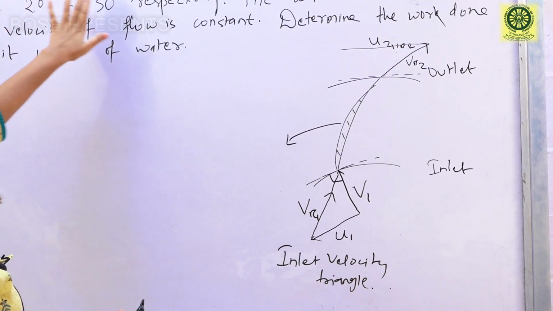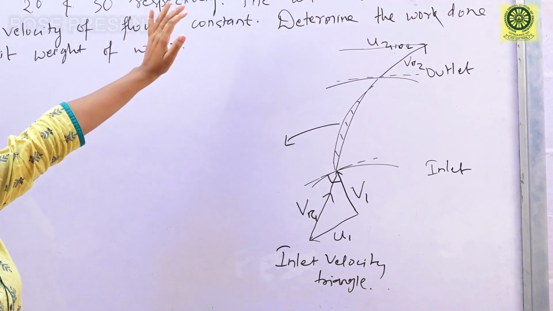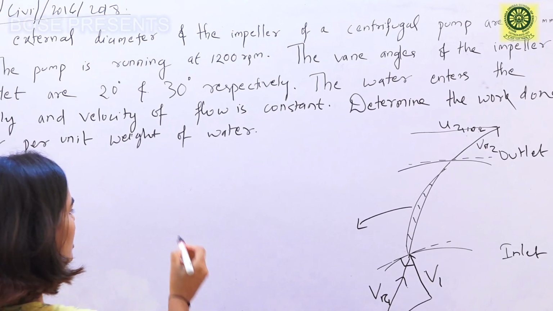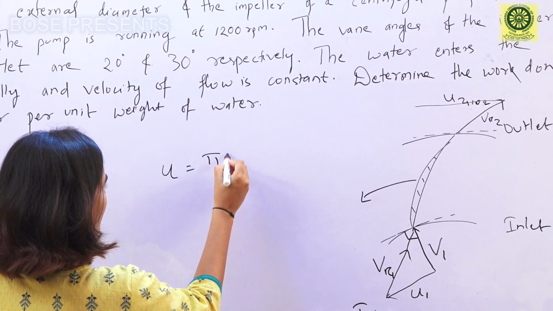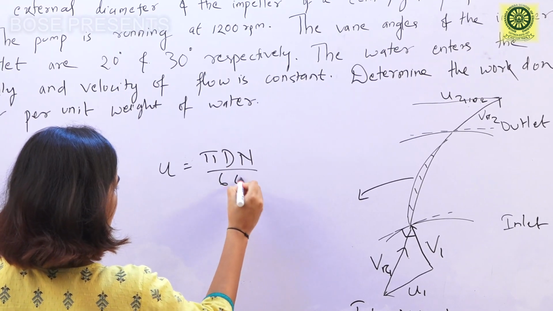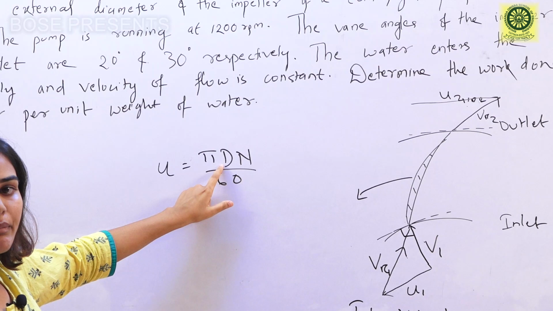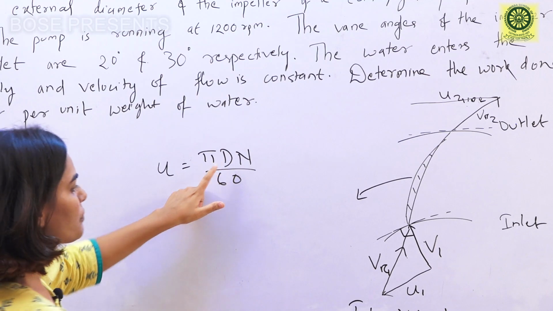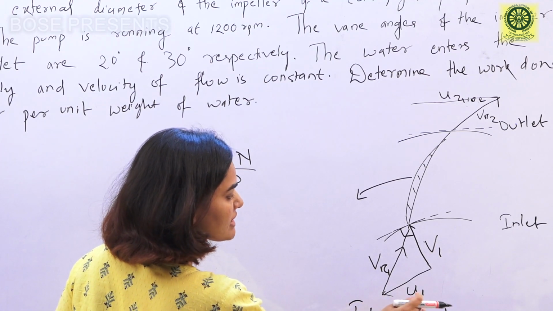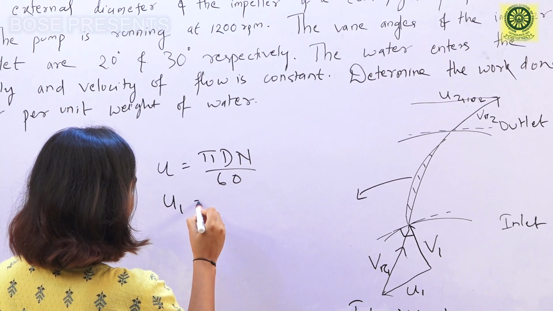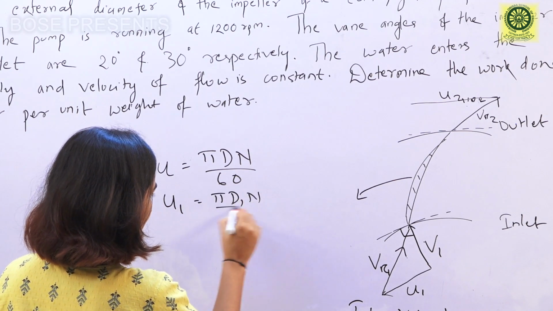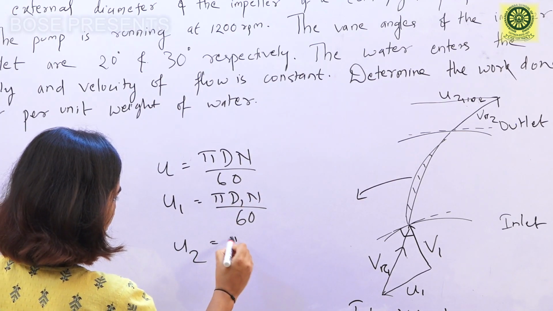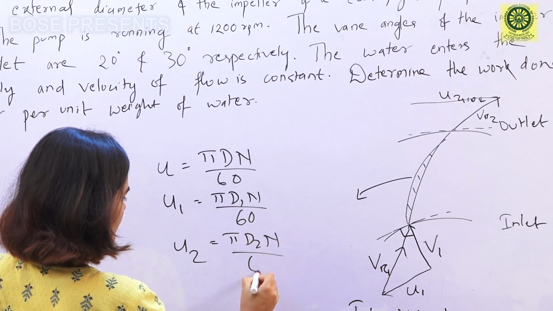Now how to know the value of U1 and U2? As the speed of the impeller is given in RPM, rotations per minute, we can convert it into meters per second. The formula we can use is U equal to pi D N by 60, where D is the diameter and N is the speed in RPM. So to find the impeller velocity at the inlet, U1 will be pi D1 N by 60. Similarly, for the outlet, U2 equals pi D2 N by 60.